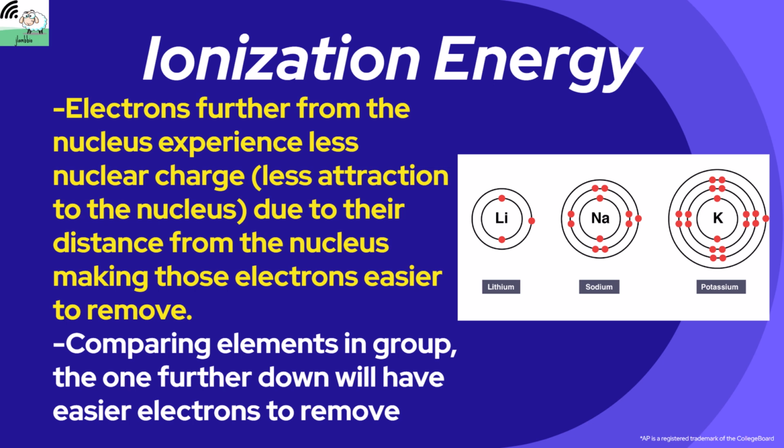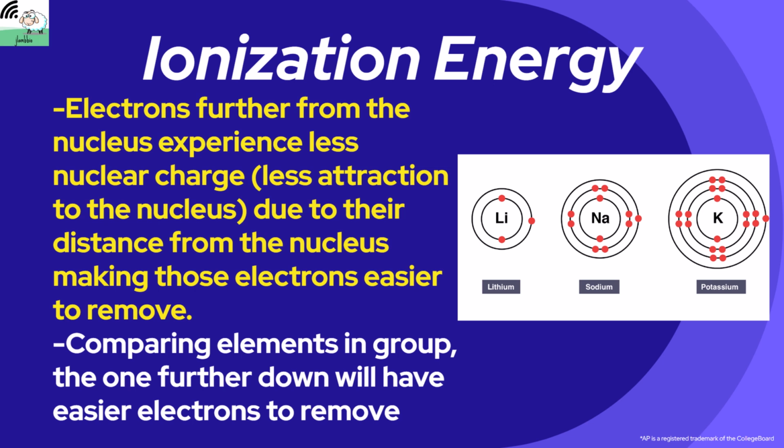Take a look at lithium, sodium, and potassium. The outermost electron in lithium is much closer to the nucleus than the outermost electron in sodium. So therefore, sodium is going to have a lower ionization energy. It's going to be much easier to remove the electron from sodium than that of lithium because it's further away from the nucleus. And so as a result, it has a lower ionization energy.